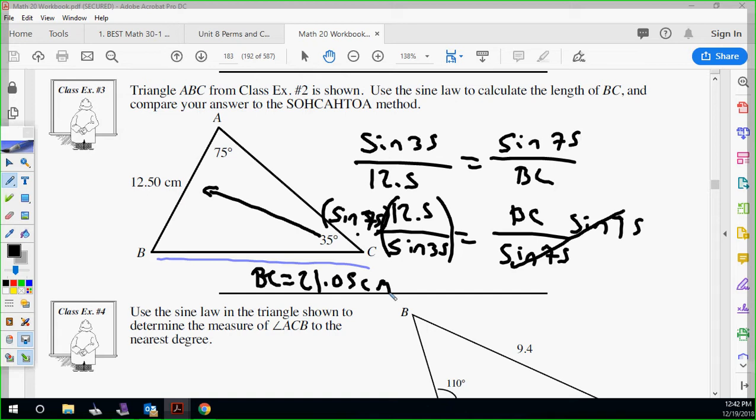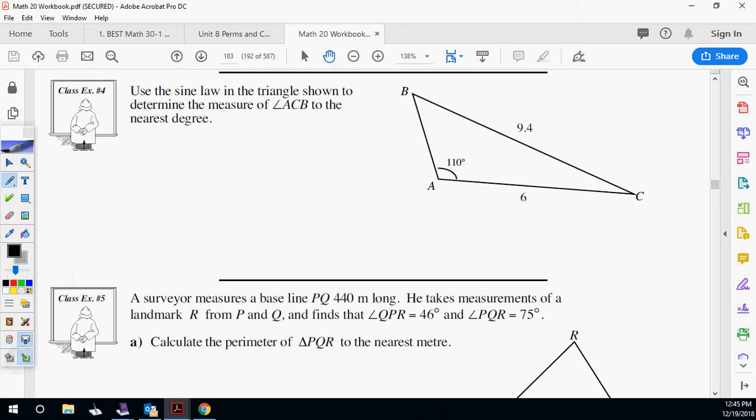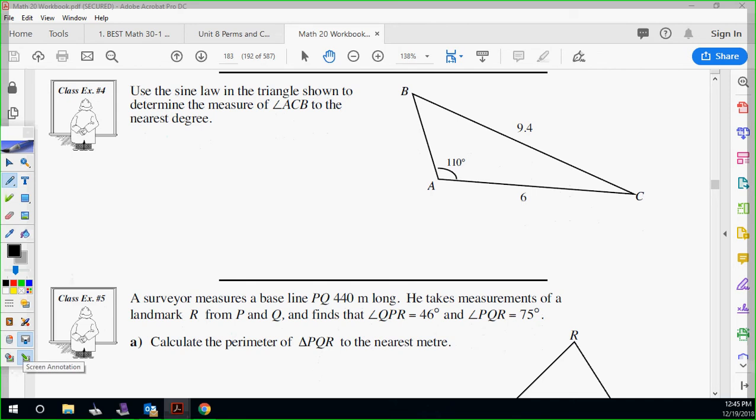All right, let's try part 4. Part 4 is a brand new one. So that one we kind of already knew was going to happen. Okay, let's try part 4 here. Use the sine law in the triangle below to determine the measure of angle ACB to the nearest degree.